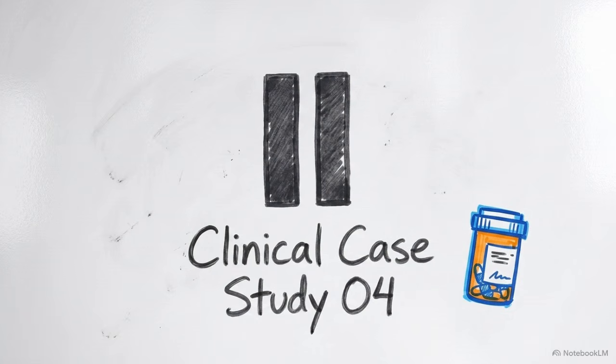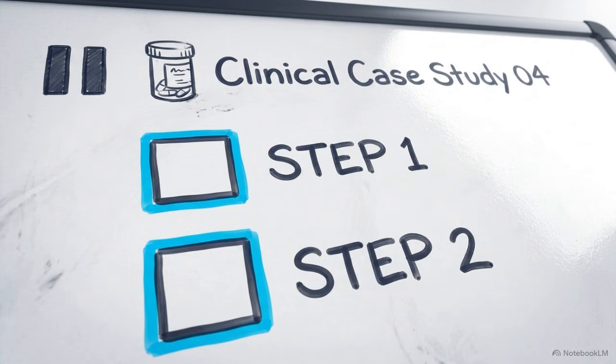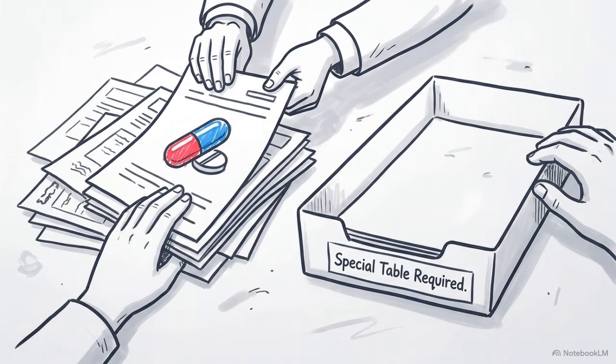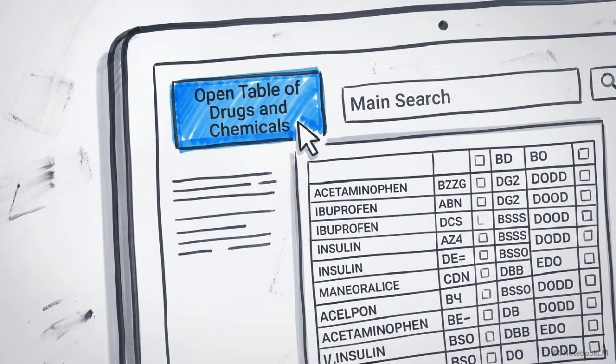Let's test this logic. A patient presents with an adverse reaction to penicillin. Based on what we've covered, where do you start your search, and what is your immediate next step? Recognizing the specific conditions that demand a special table acts as a primary filter. It stops you from going down the wrong path and prevents massive miscoding on complex charts.